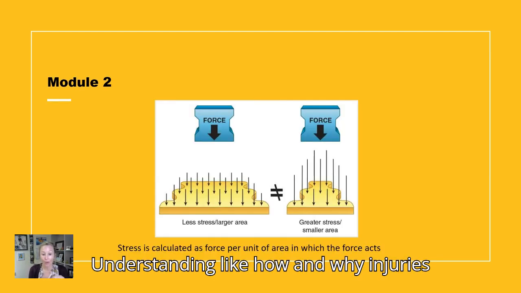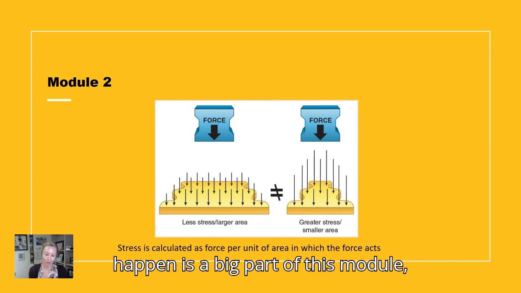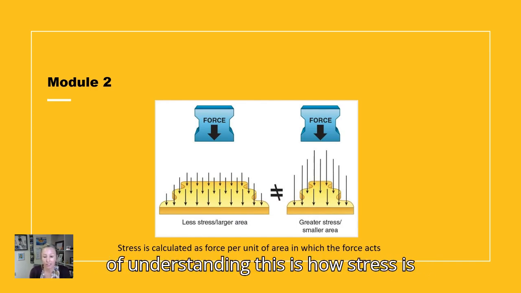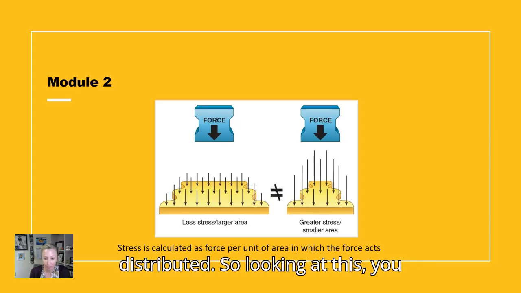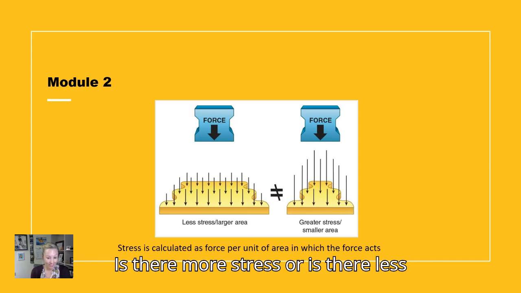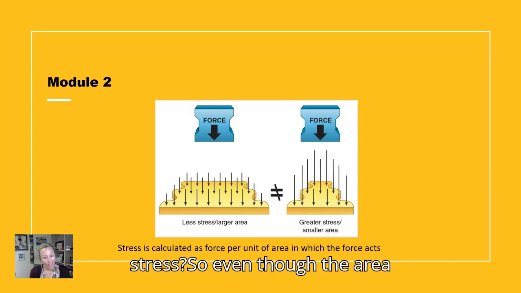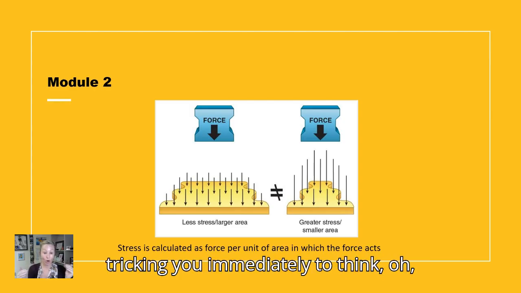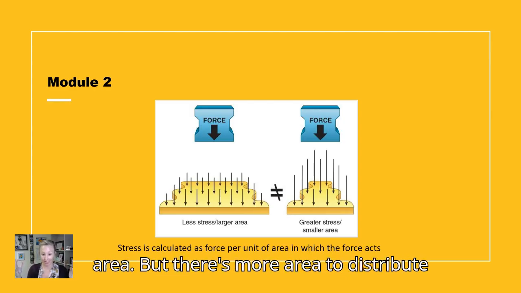Understanding how and why injuries happen is a big part of this module. That's pathomechanics. And a big part of understanding this is how stress is distributed. So looking at this, you should be able to tell me, is there more stress or less stress? Your brain might trick you immediately to think, oh, there's more stress because the area is larger. But there's more area to distribute that stress.